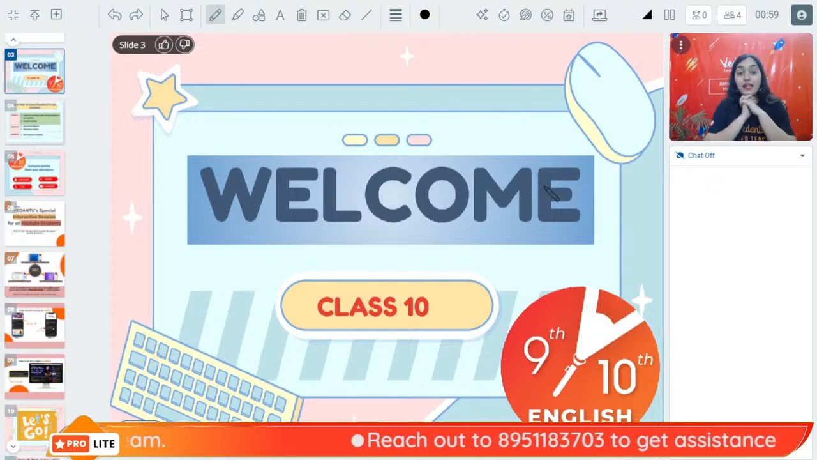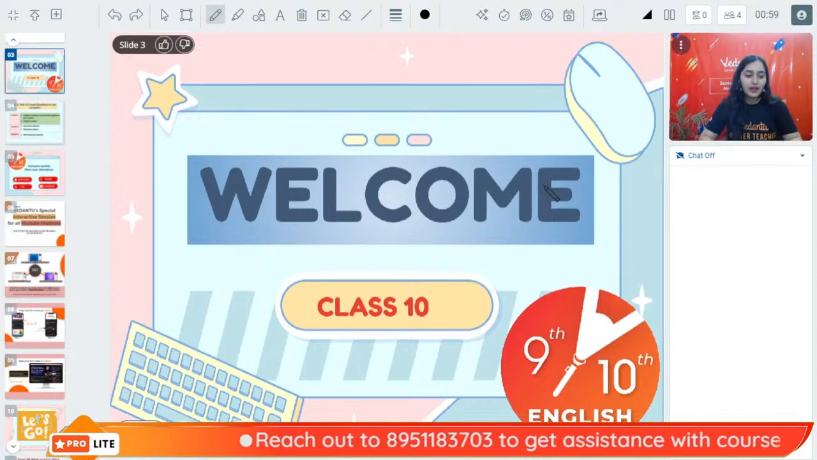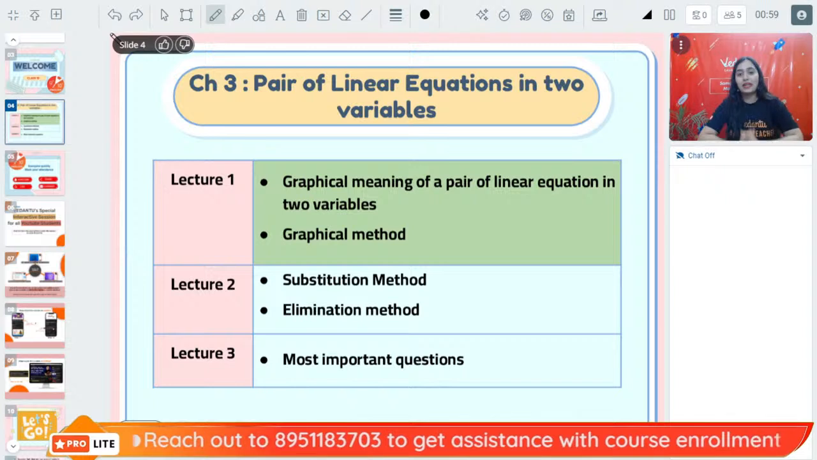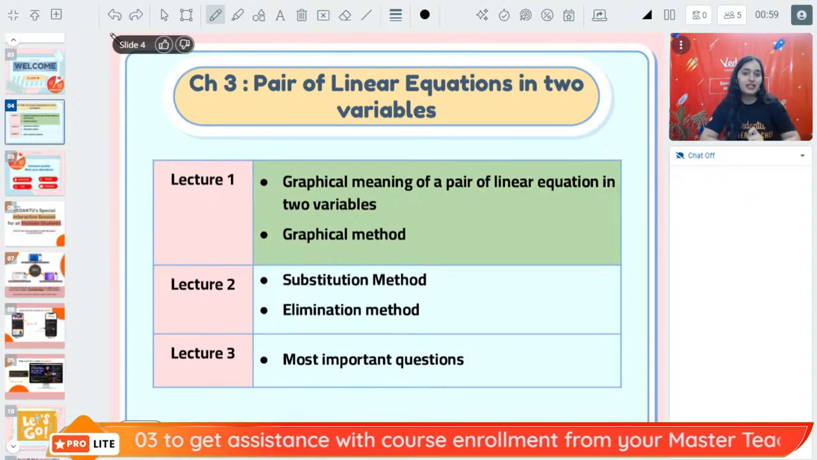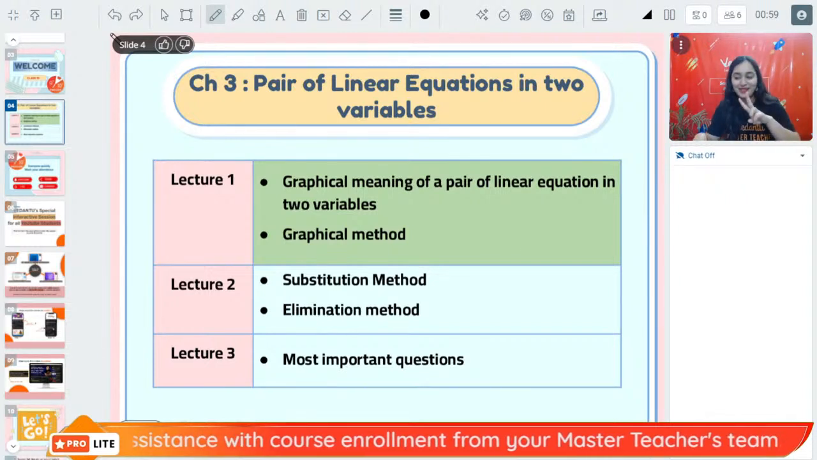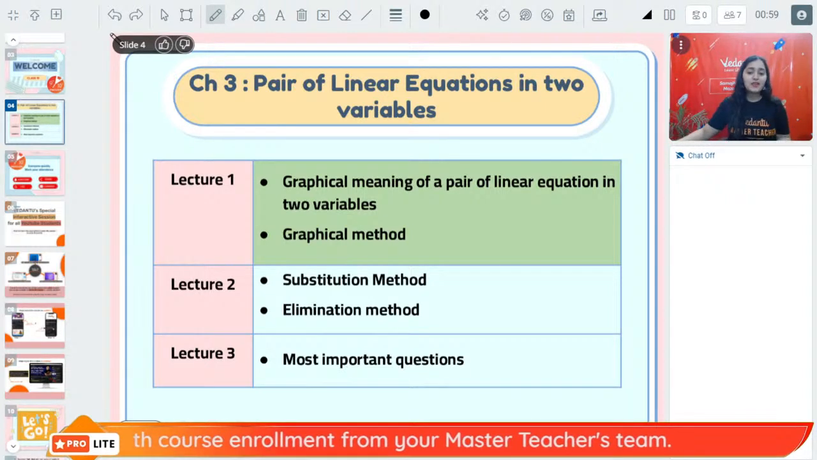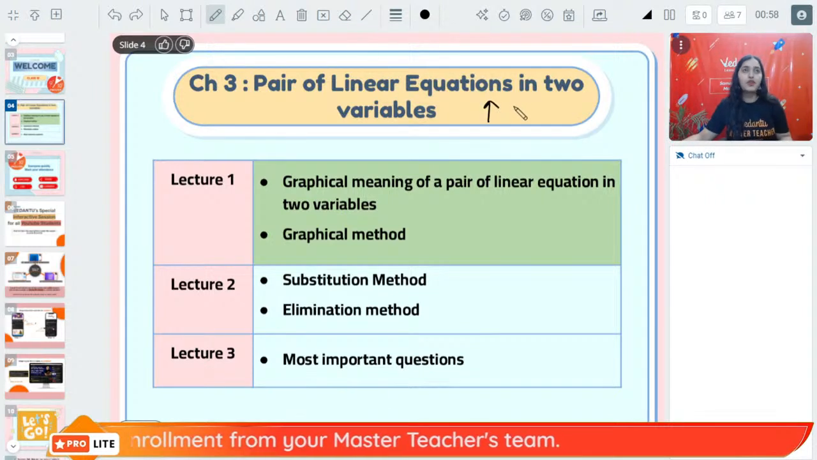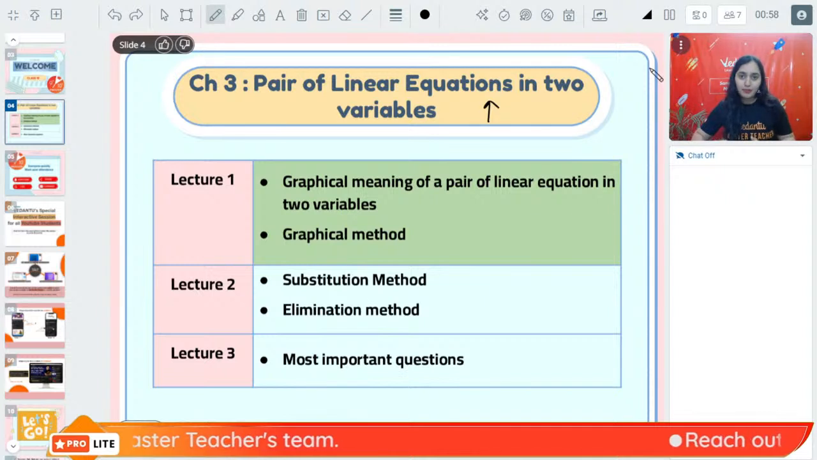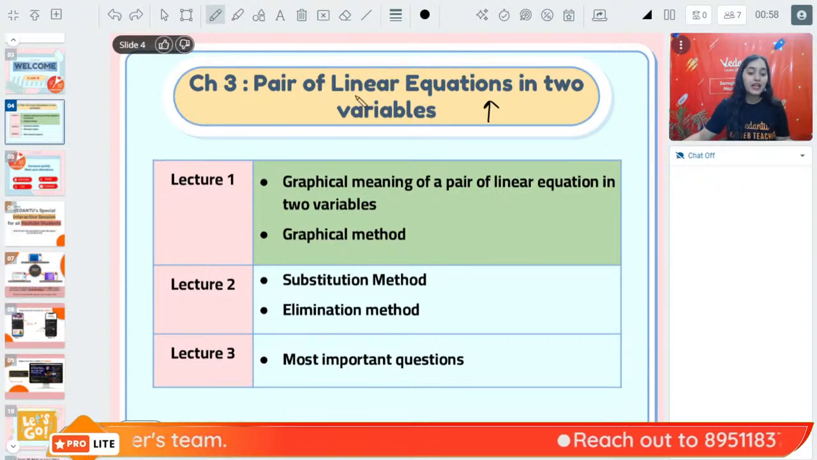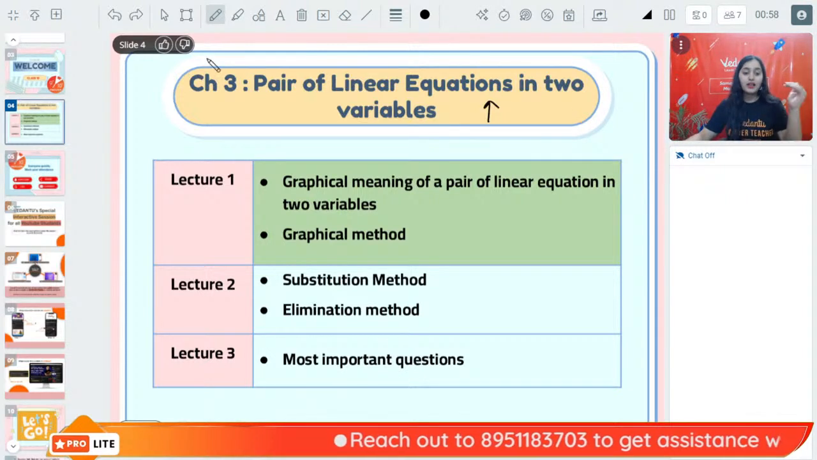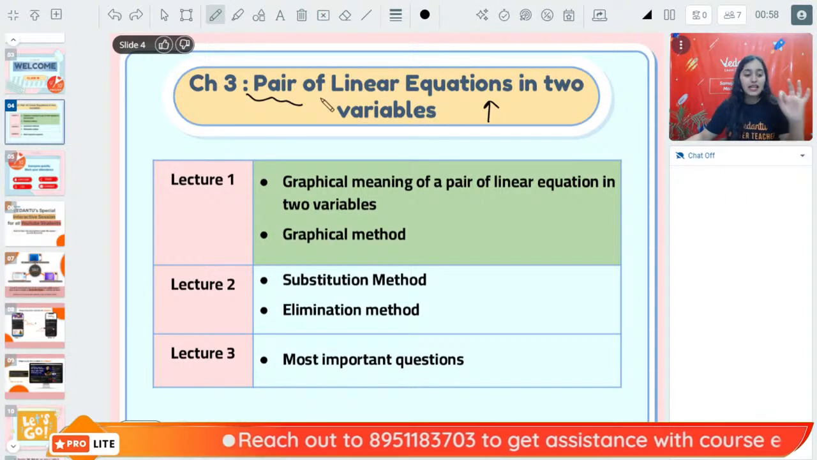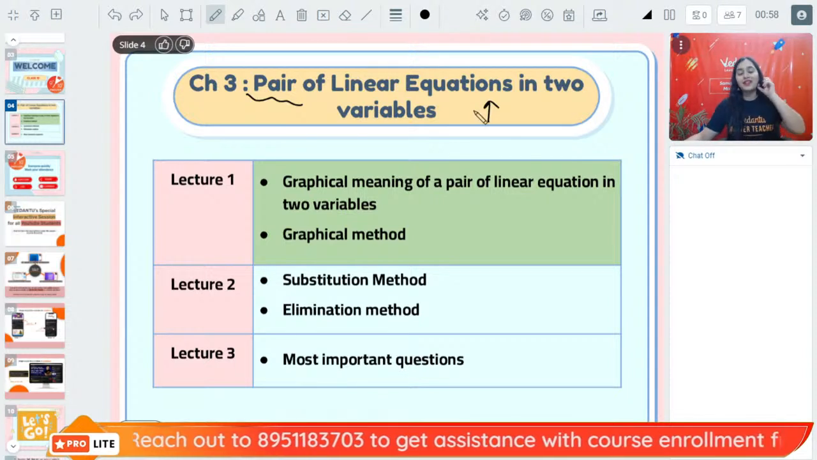So today we are starting a brand new chapter called linear equations, and not just linear equations, pair of linear equations in two variables. We have been learning this chapter from class 7th actually. Then in class 8, we learned about simple linear equations. In class 9, we again learned about linear equations in two variables. And in class 10, we will learn about pairs of such linear equations in two variables.